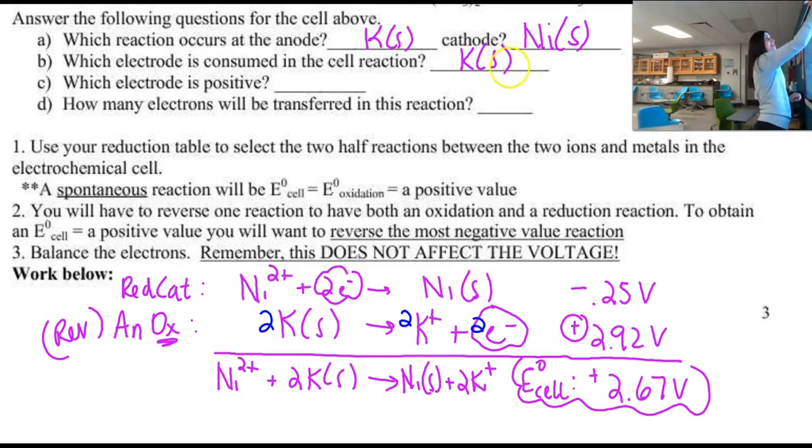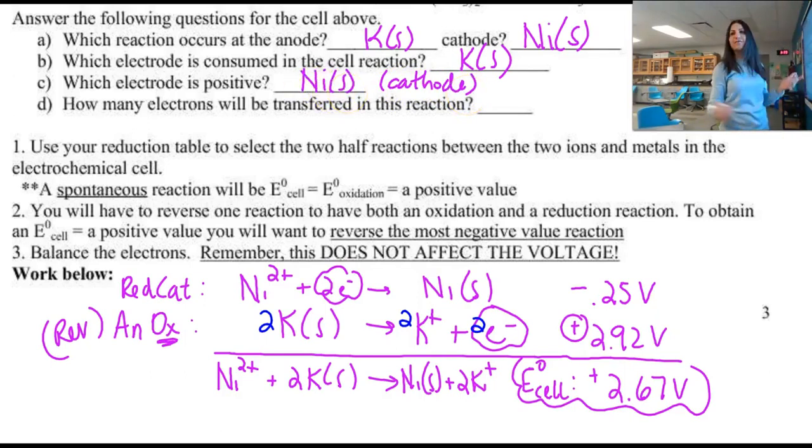Did you say potassium, hopefully? So losing mass, losing electrons, oxidation. Which electrode is positive? Remember, positive is our cathode. And we already said that our cathode was the nickel. And how many electrons are transferred? It's our LCM, and we already figured out that that would be 2 electrons.